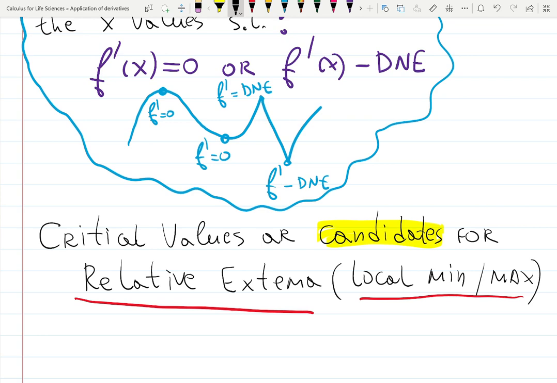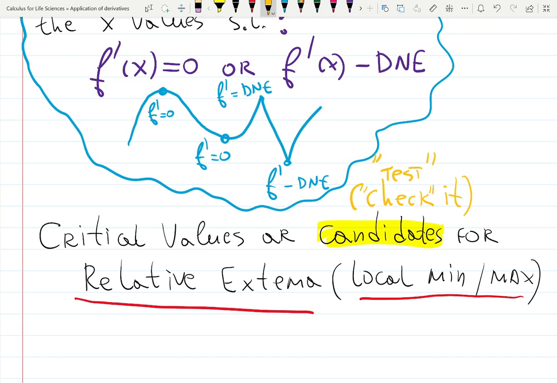Critical means if there is a top of the mountain, it should be at the critical value. But sometimes that critical number will give you nothing. So that's why they call them candidates. Candidates means you have to check. Checking means testing, same thing, right? You have to check it or test it.